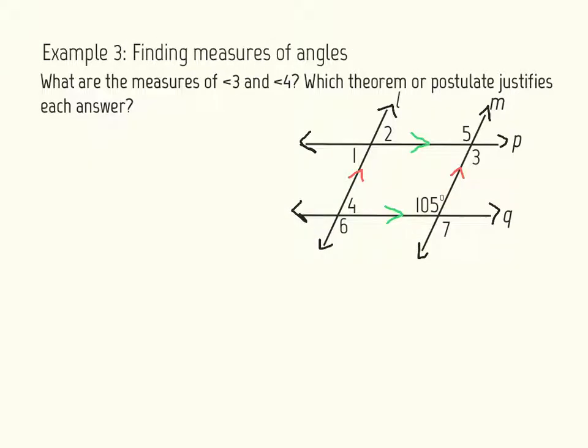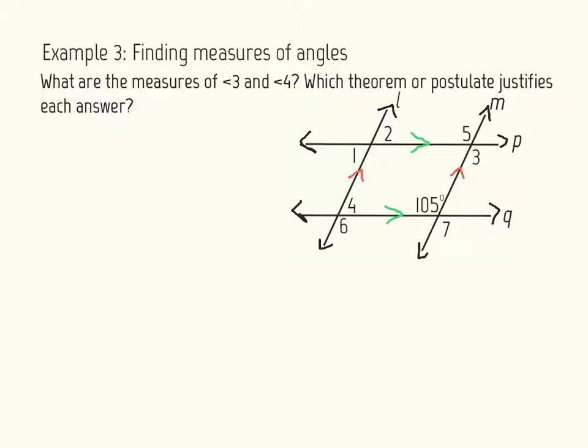Example 3, we're going to be finding measures of angles. What are the measures of angle 3 and angle 4, and state which theorem or postulate is going to justify that answer. Okay, so the first thing we need to note is P and Q are parallel to each other, and L and M are parallel to each other. If you don't know these things are parallel, then you can't make conclusions.